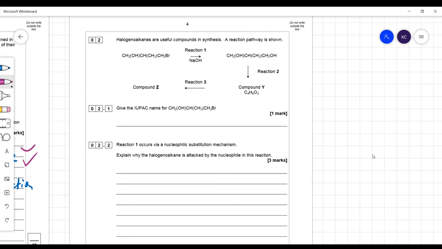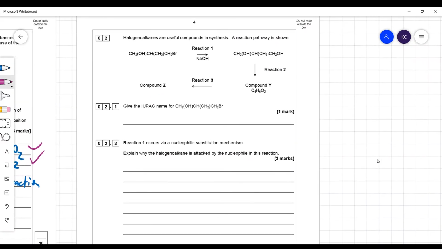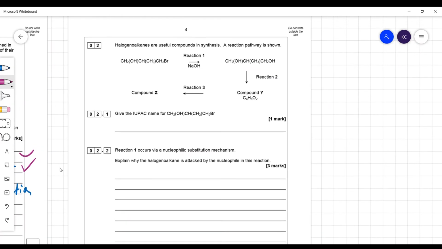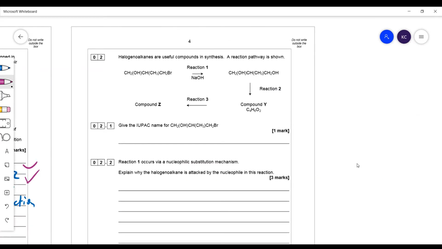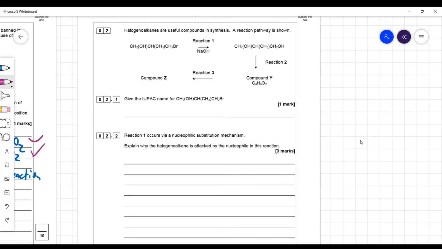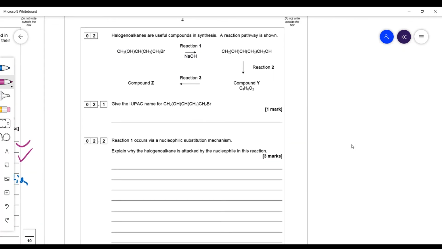So this one is about halogenoalkanes. It says they are useful compounds in synthesis, and the reaction pathway is shown. Okay, so firstly, let's just not look at the equations first because we don't need to understand it right now. Let's go get some marks. So we're supposed to give the IUPAC name for the CH2OH, CH3, CH2Br. Let's first draw what this molecule actually looks like.